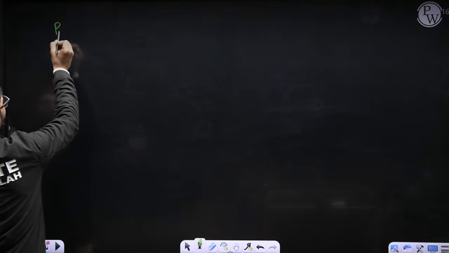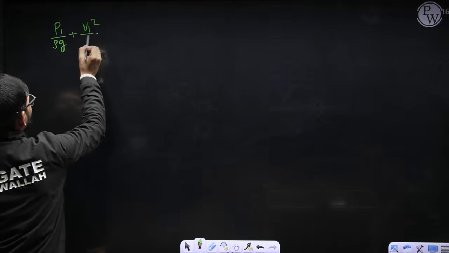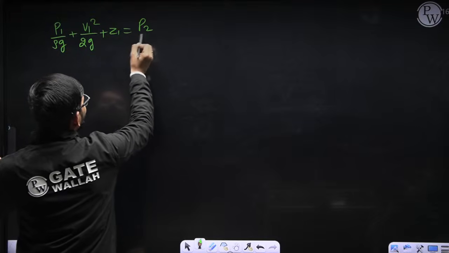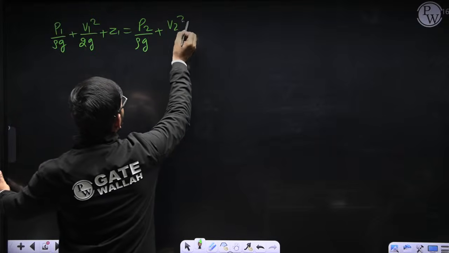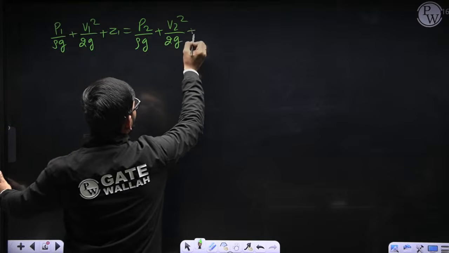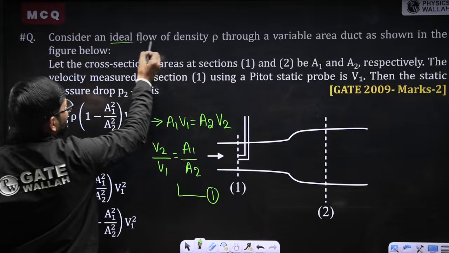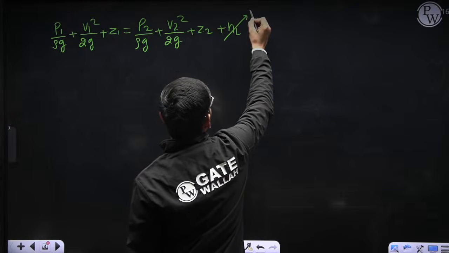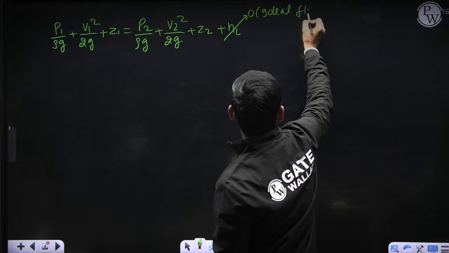So now I am going to apply the Bernoulli equation between 1 and 2. P1 by rho g plus V1 square by 2g plus Z1 is equal to P2 by rho g plus V2 square by 2g plus Z2 plus HL. Ideal conditions are given, so the HL value will become 0 because it is ideal flow. HL is for real flow basically.